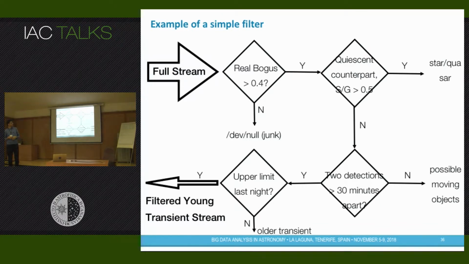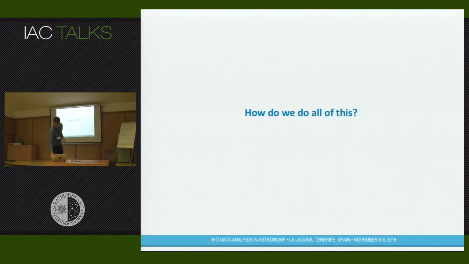Does it have 2 detections 30 minutes apart that are nearby? If it doesn't, then it's possibly a moving object. This is where I start caring. If it does, then you go this way. Does it have an upper limit from previous night? If it doesn't, then it's an older transient, so it was detected before. If yes, then it's possibly a young transient. And what you're getting out here is a stream now of filtered young transients. So you started with a full stream, it goes through this, and out comes a filtered stream. These are the kinds of things that we want to enable, and we want to enable you to actually write these queries on the stream for exactly the thing that you want to do.